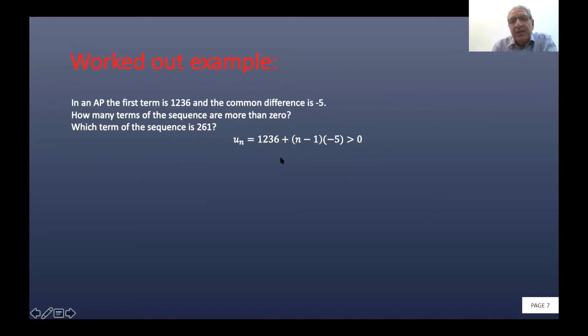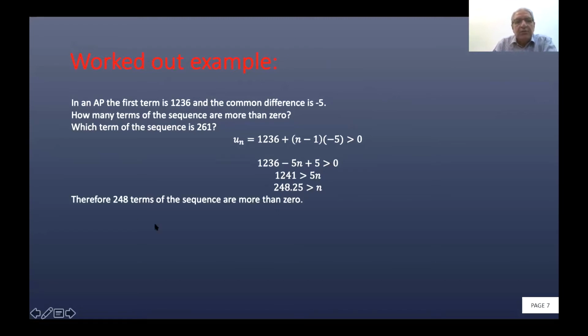So you can expand this. You are going to get this. Then these 2 can be added. You are going to get this. And I have taken this 5 to that side. Now I will divide both sides by 5. So n should be less than 248. Therefore, 248 point something, because the n should be an integer. Therefore, 248 are positive. 249 will be the first negative term. Therefore, 248 terms of the sequence are more than 0.